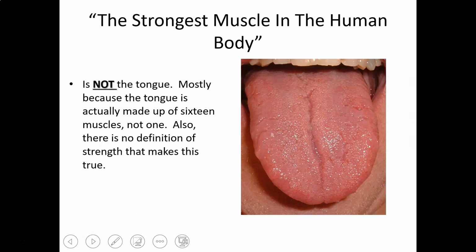Now, a question that often gets asked of me at this point is, what's the strongest muscle in your body? It's not your freaking tongue. The tongue's made up of 16 different muscles. None of them, by any means, is the strongest muscle in your body. That idea of the tongue being the strongest muscle in the body is based on someone thinking that you talk too much.